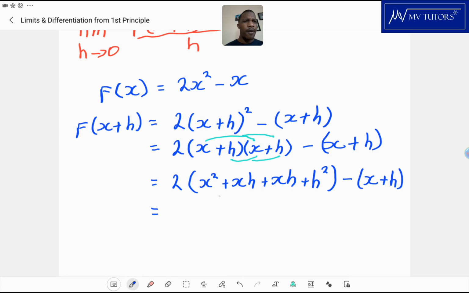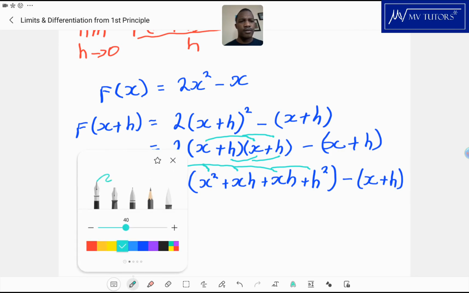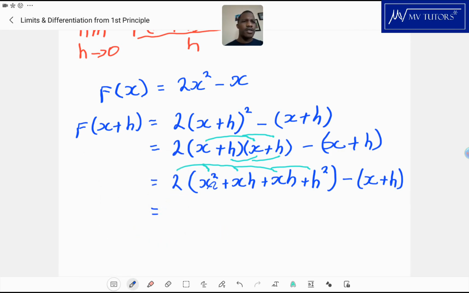Now I want to get rid of the brackets. Getting rid of the brackets, as you know, you multiply 2 with each of those terms. Now, 2 times x squared is 2x squared. 2 times xh is 2xh, and then the next one is also 2xh, plus 2 times h squared is 2h squared.